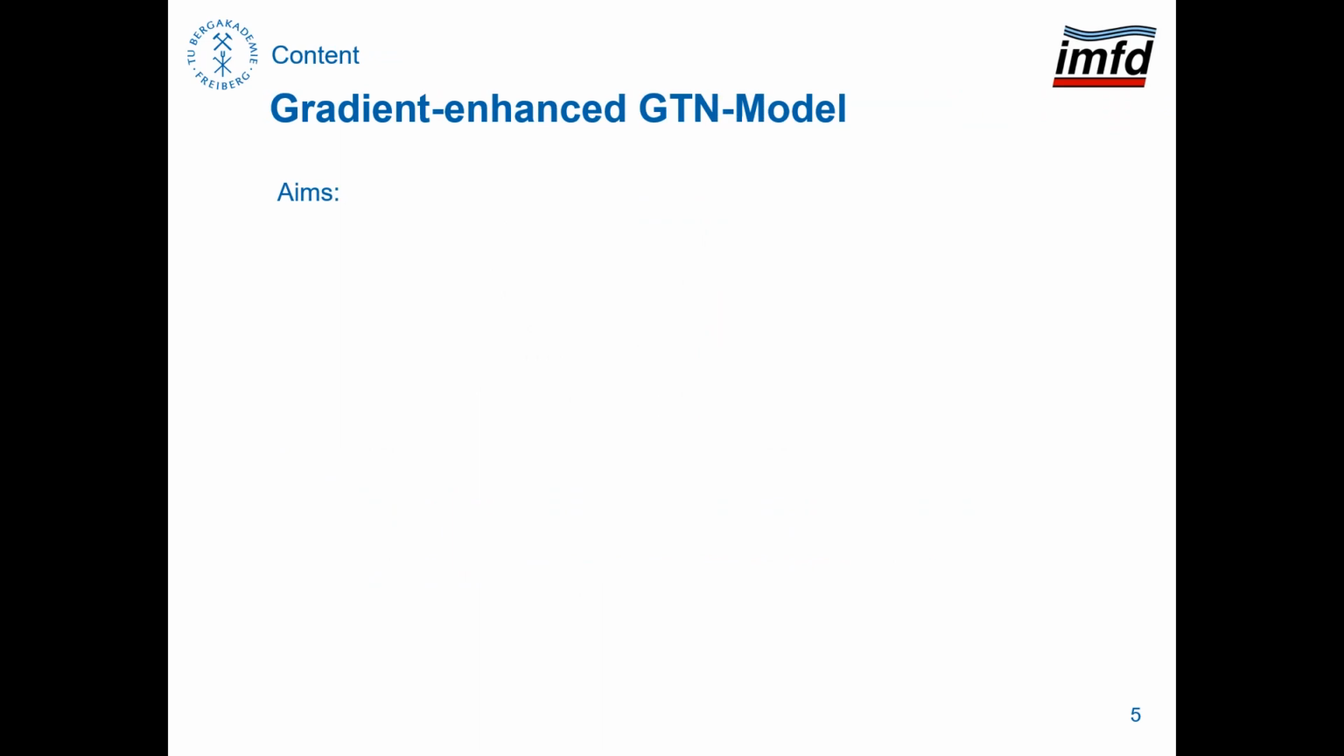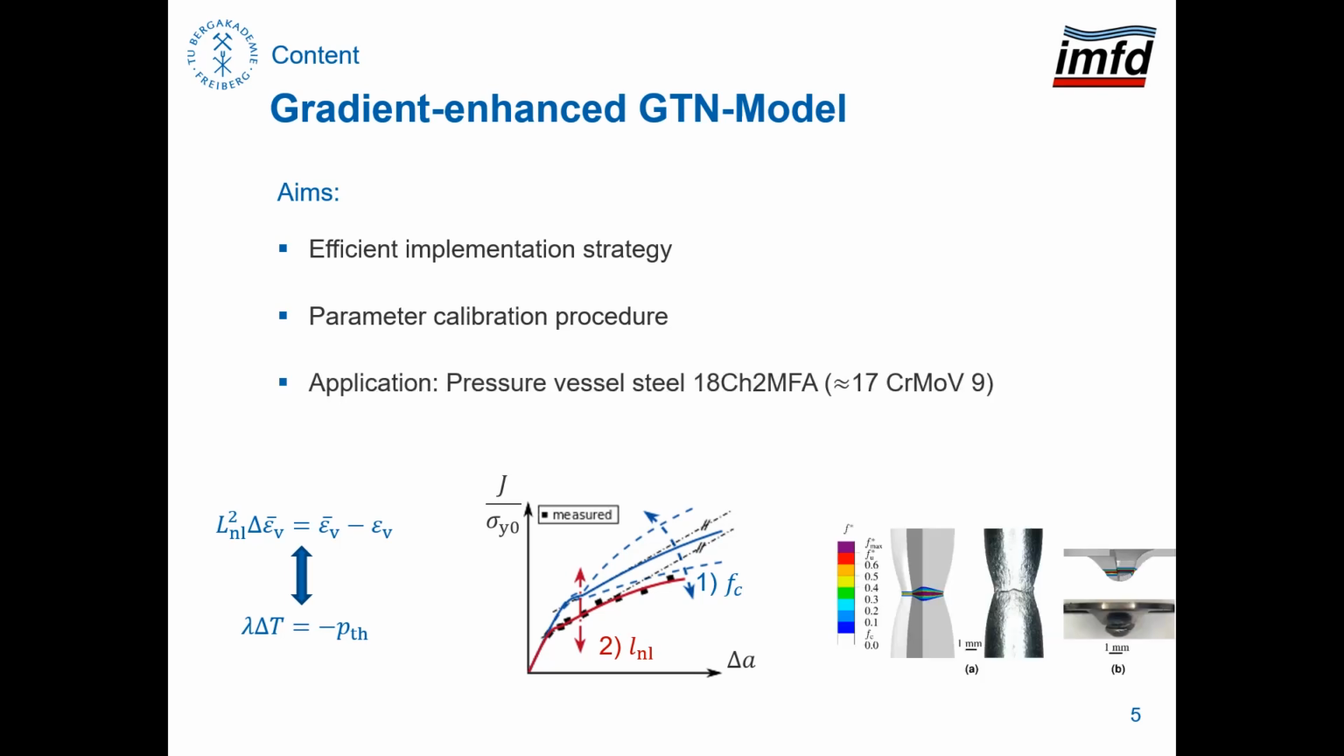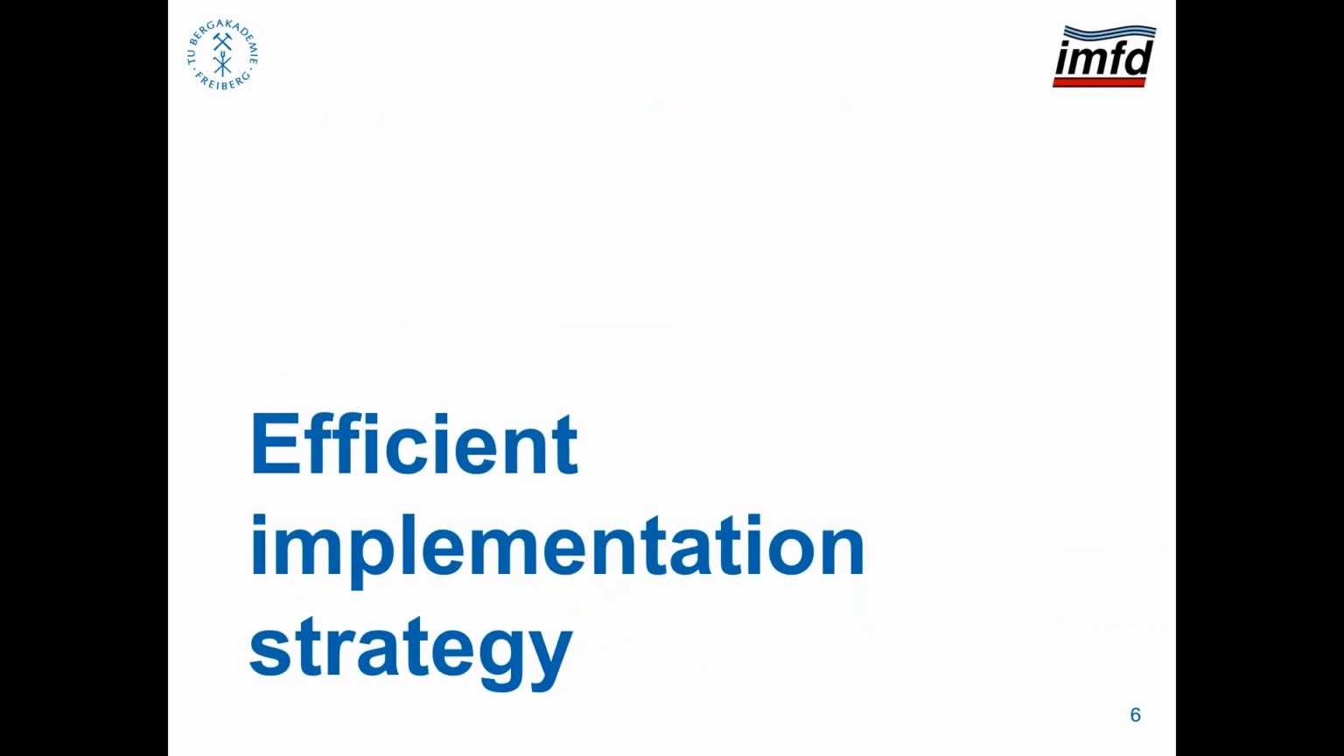Within the present contribution, some of these aspects are discussed for a gradient-enhanced GTN model. An efficient implementation strategy using commercial finite element programs is proposed. The main focus is on the development of a reasonable parameter calibration strategy, which is finally applied to model the failure behavior of a pressure vessel steel. Let's start with some comments on the efficient implementation strategy.